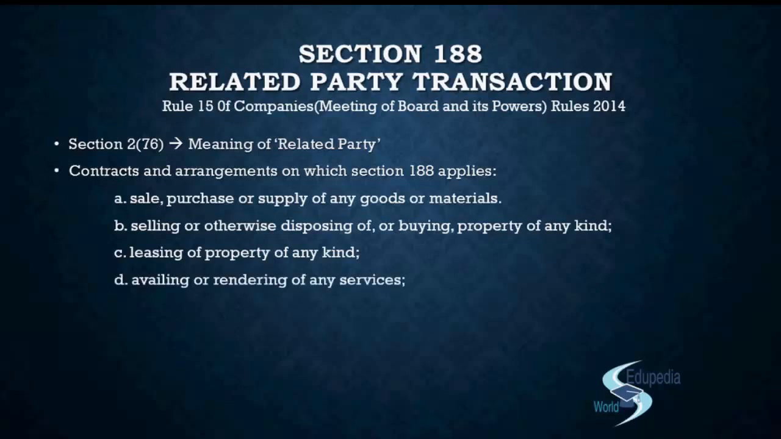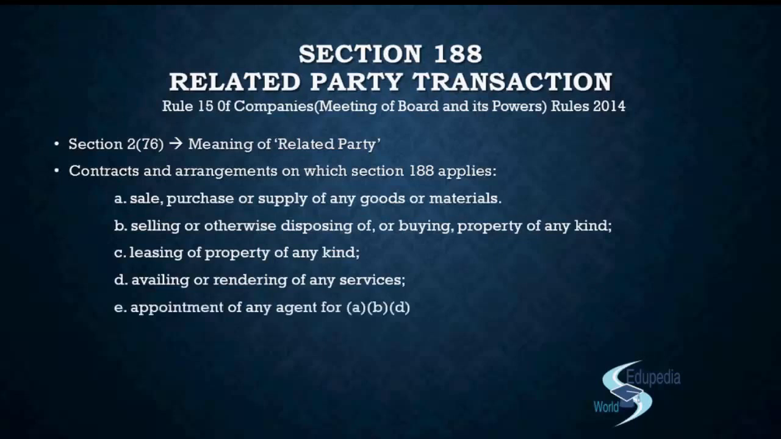Next is availing or rendering of any service, right? So we have covered sale and purchase of goods, we have covered services, we have covered the properties of any kind, right? Whether you sell, you buy, whatever you do, or you lease the property. So these are the four basic categories of transactions that are covered under 188, right?